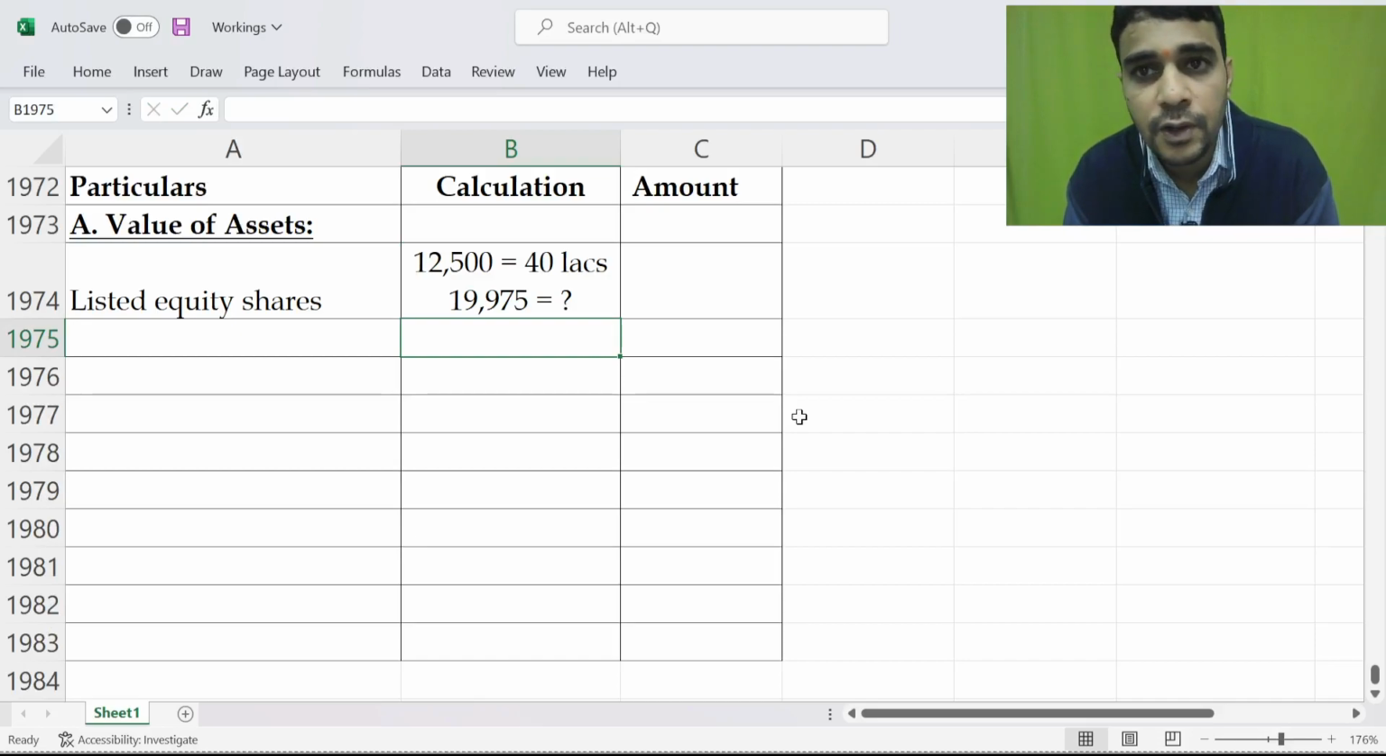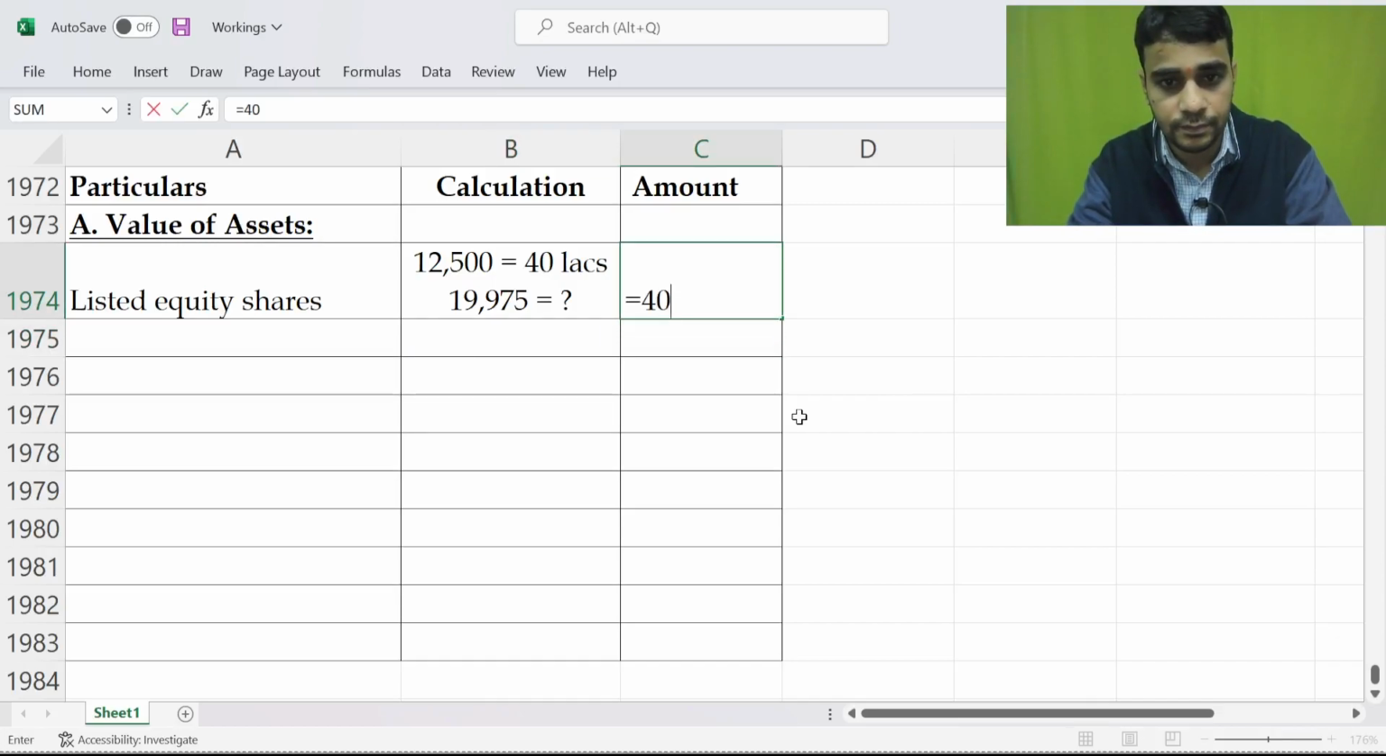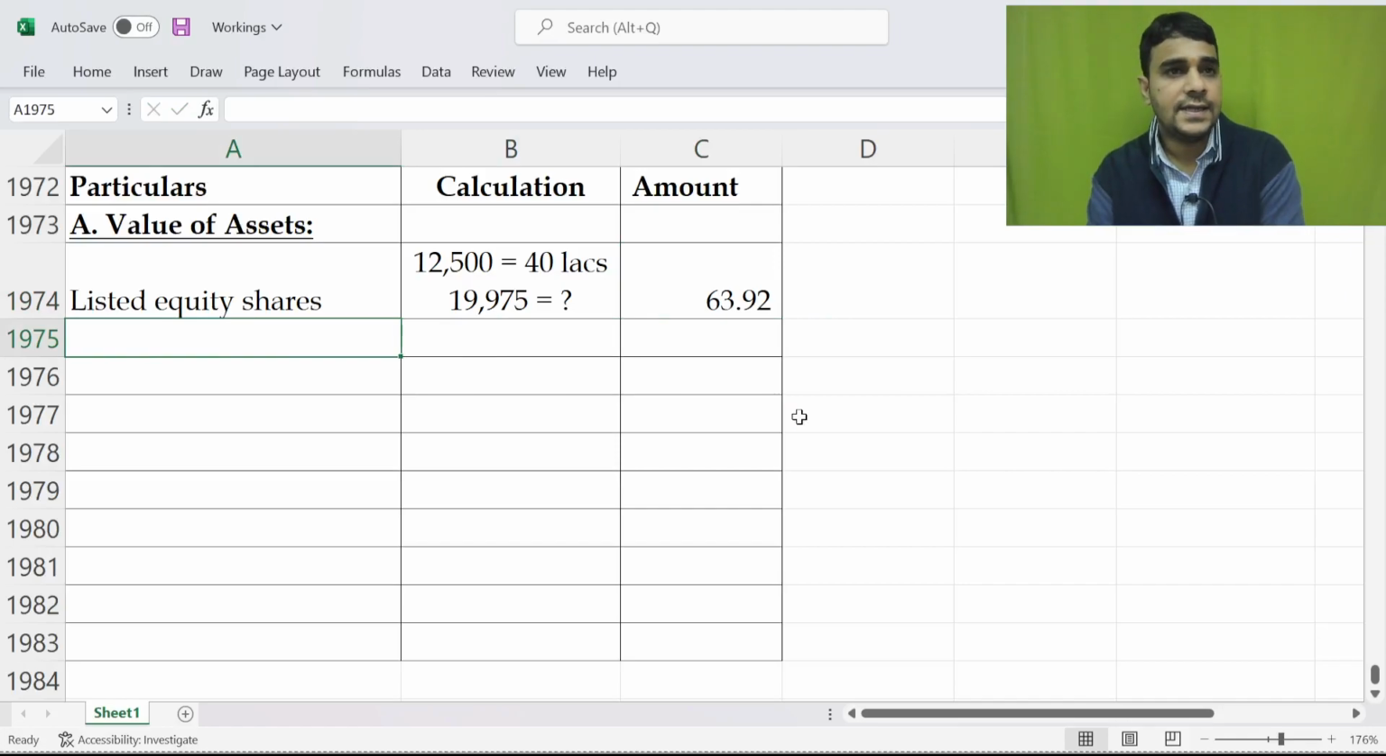12,500 is equal to 40 lakh. When you purchased, it was 12,500. Today it is 19,975. Value would have gone up. So do cross multiplication: 40 into 19,975 divided by 12,500. 40 has gone up to 63.92. 40 has increased to 63.92.